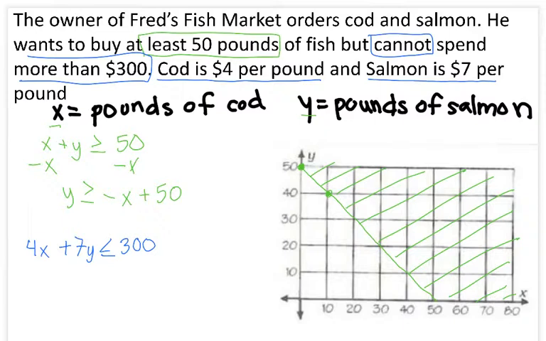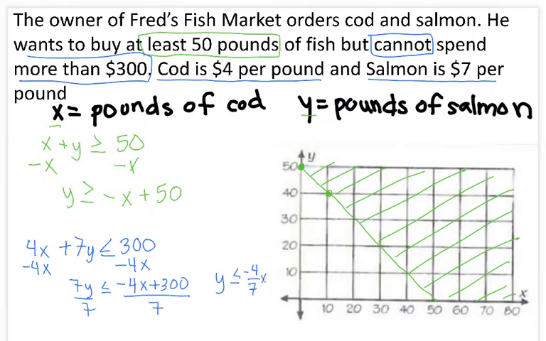Now we need to graph the second equation. We need to get y by itself. So we're going to subtract 4x from both sides. You have 7y less than or equal to negative 4x plus 300. Divide everything by 7. We will have y less than or equal to negative 4 over 7x plus 42.8.